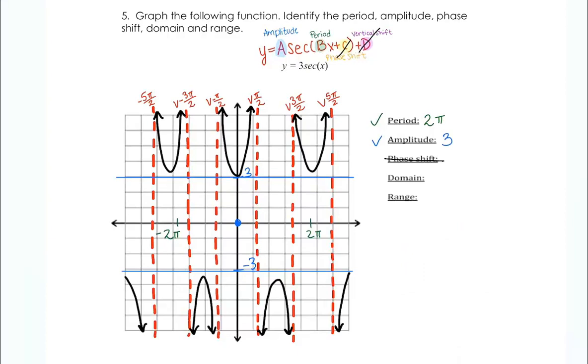Our domain is going to be anywhere the function has a value of x, so basically anywhere on this graph except for the vertical asymptotes. So that's going to be all x except for where x is equal to pi over 2 plus pi times any integer. And an integer is a whole number that's not a fraction. So pi times 2, pi times 3. And the range is going to be from -infinity to -3, and then union from 3 to infinity.